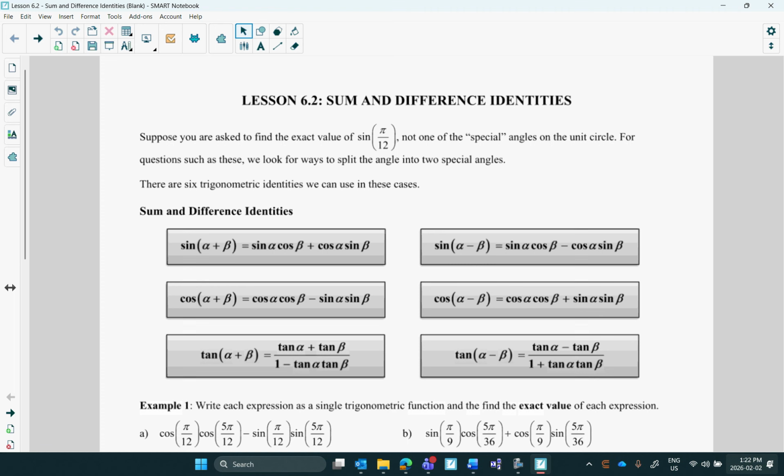So we talked about reciprocal identities. Can somebody give me an example of a reciprocal identity? Tan equals y over x, or sine over cosine. That's a quotient identity, but it is an example of an identity.